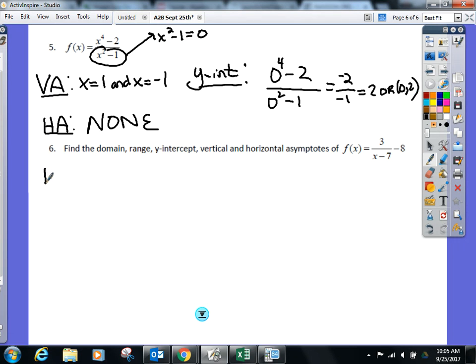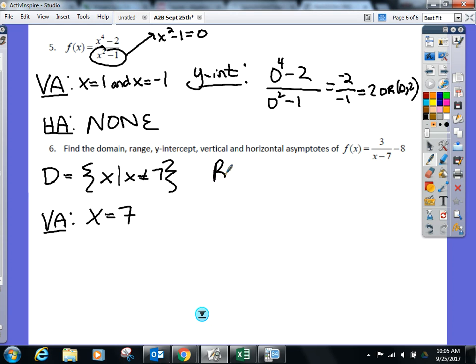So domain, range, here we go. Domain. When's the fraction going to be undefined? That's not going to change. So the domain's going to be x such that x cannot equal 7. Perfect. So while we're here, can we go vertical asymptote? What's your vertical asymptote going to be? Make it into an equation. X equals 7. Okay, I'll do range at the end because I'd like to know what the horizontal asymptote is before I tell you what the range is.